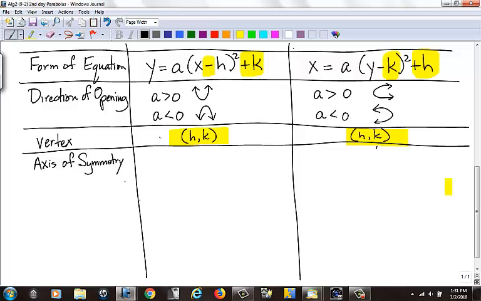If it opens up or down, your axis of symmetry is a vertical line, and it's x equals h. It will be a vertical line like this, and usually they dash it. On this one, it's going to be y equals the number inside, so it's y equals k. So the axis of symmetry, y equals a number, is a horizontal line.